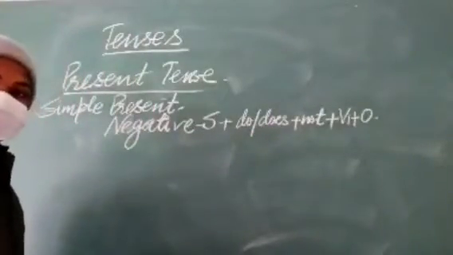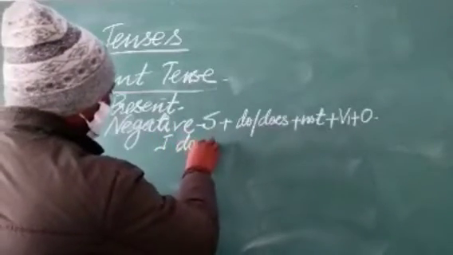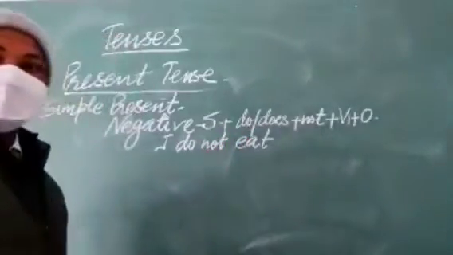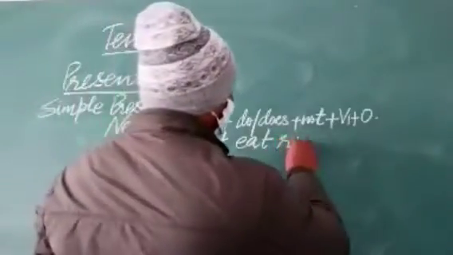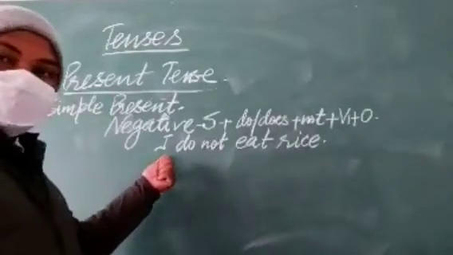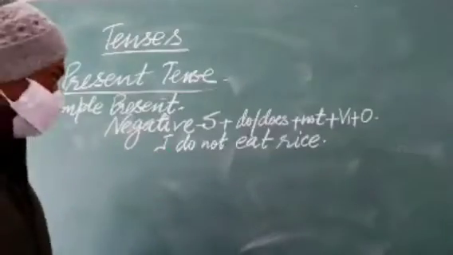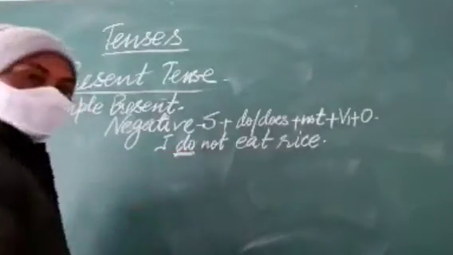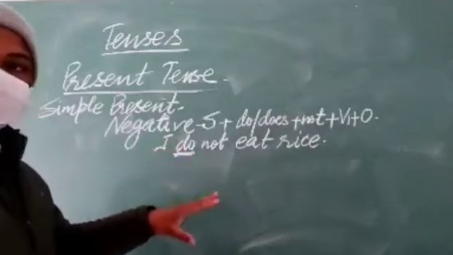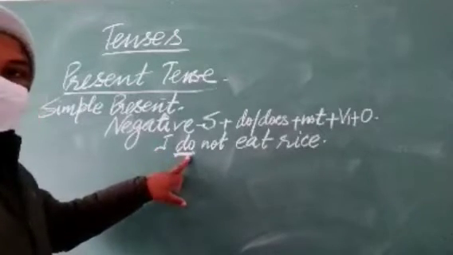First example that we have: I do not eat rice. I is considered as plural, that is why do. I do not. I doesn't take s or es, so no does.